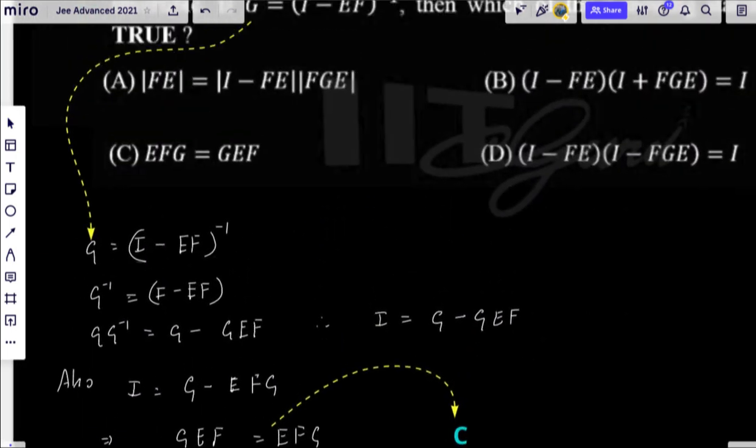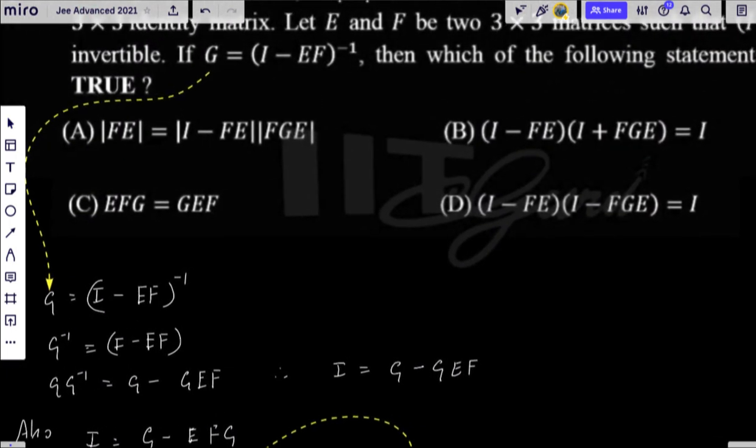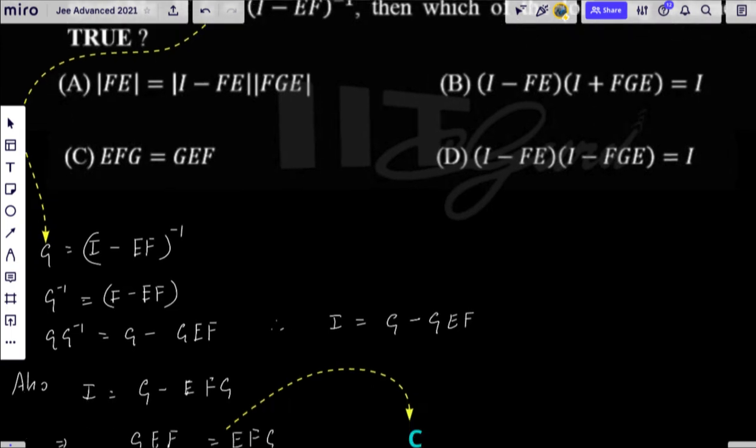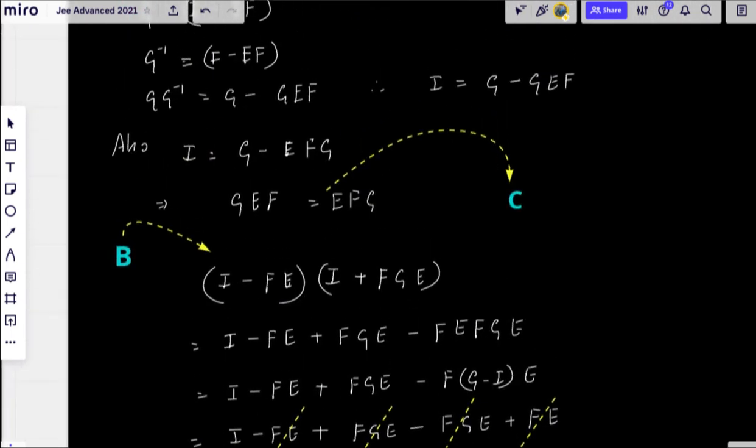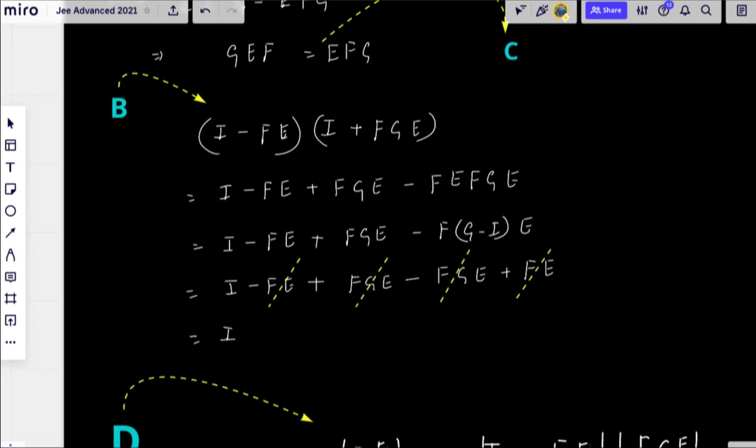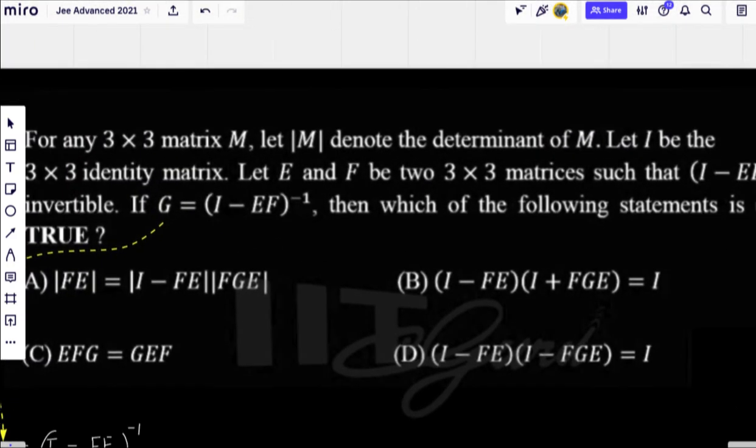Which one? The D option. So in D option, this is I, but we are getting FE. So D option is not correct. So B is correct, then D is not correct. B is correct, D is not correct.